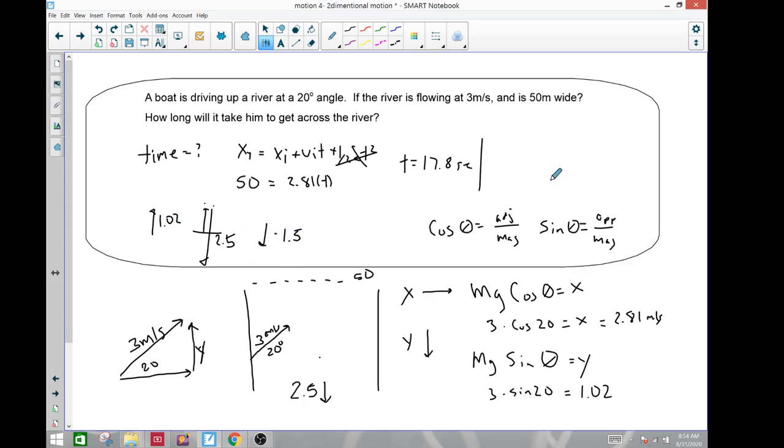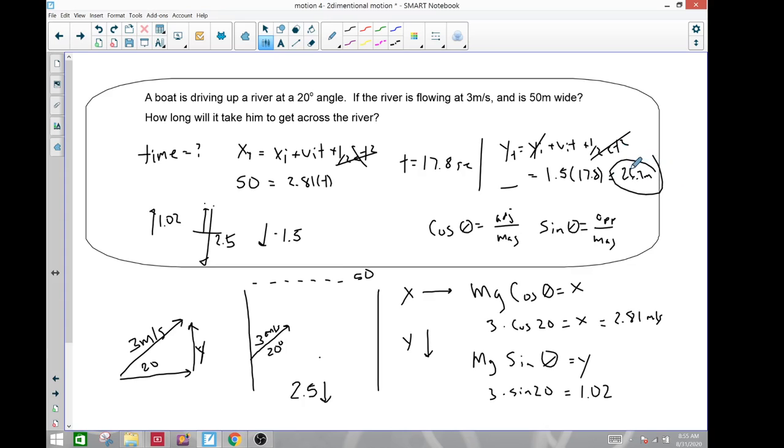So how far down do I go? y(t) equals y initial plus v initial t plus 1/2 a t squared, and of course the initial terms are 0. I'm looking for this value, and I'm just going to use the 1.5, and my time is 17.8 seconds. 17.8 times 1.5, and I got 26.7. So I'm down the river 26.7 meters.